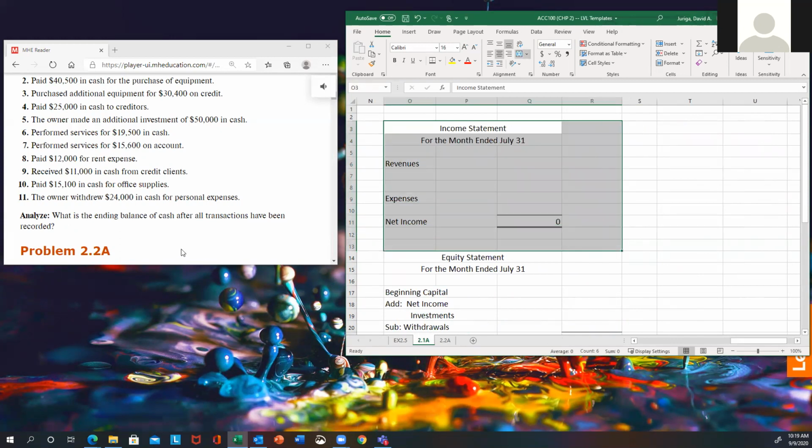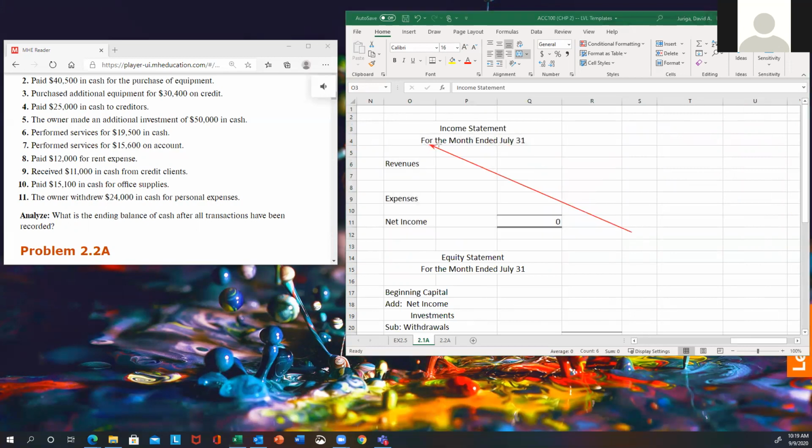Remember, your first financial statement is always your income statement. Note that all your financial statements always have a date on them, a title, and it says for the month ended July 31st. So it tells you what time period. You always have to have dates in your financial statements, just like your equity statement, again, for the month ended. So just watch out for your time periods.